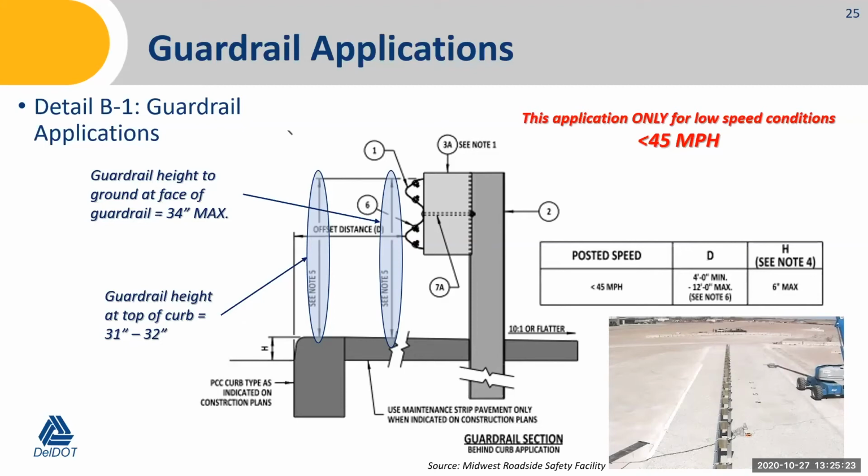The height of the guardrail with respect to the top of curb is 31 inches maximum, 31 to 32 inches. And the height of the guardrail directly at the face of the rail is no more than 34 inches. So when you're looking at a situation like this, your grading is going to be extremely important to make sure that at the physical guardrail face, the guardrail height above the ground at that location is no more than 34 inches. That's important.